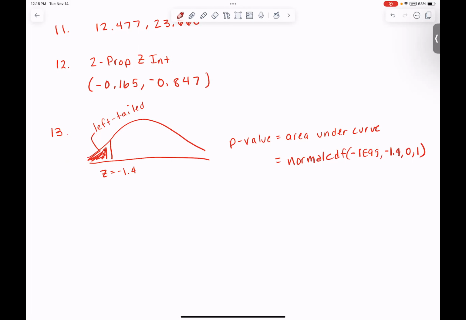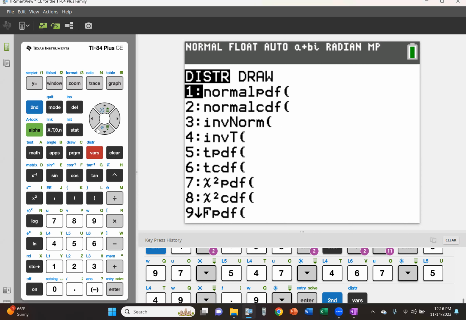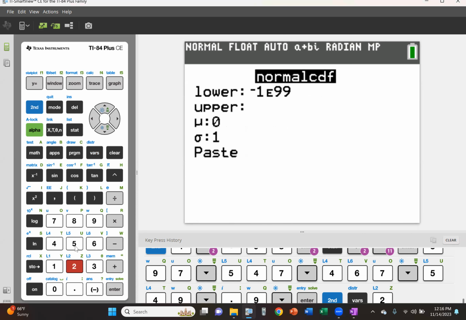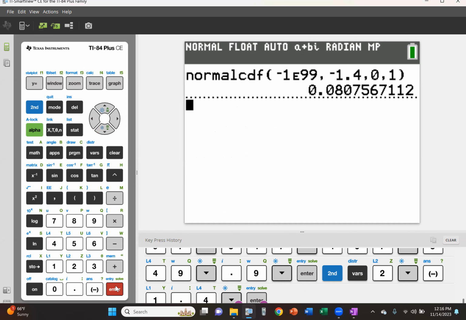So let's go calculate the p-value. We're going to go to our distributions. Haven't been there so far. We're going to do number 2, a normal distribution. The lower bound is negative 1 times 10 to the 99. Our upper bound was negative 1.4. So our p-value is 0.0808.